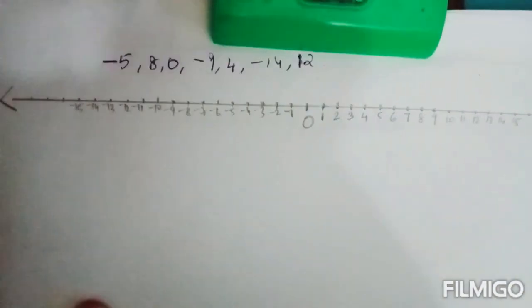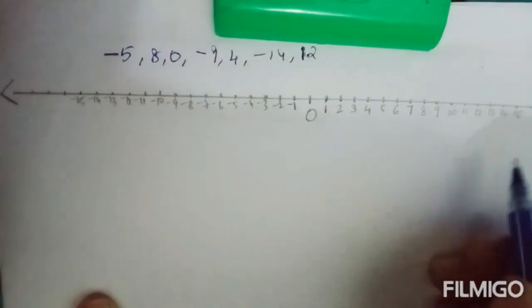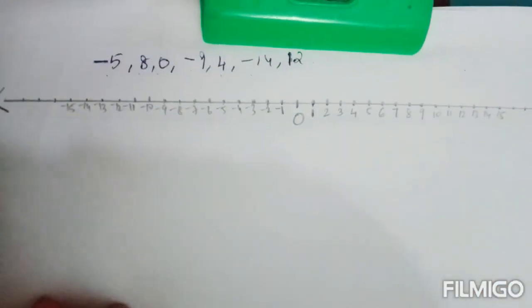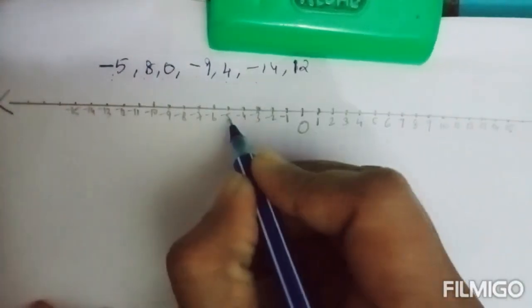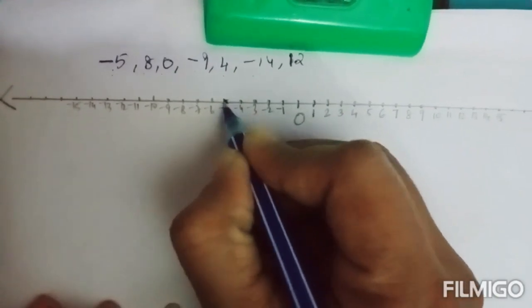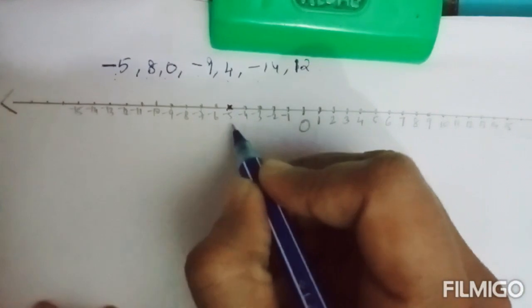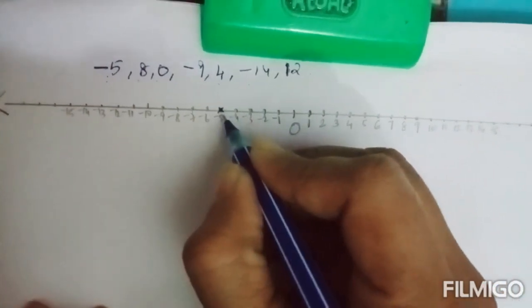Okay. Now our first question is mark minus 5, 8, 0, minus 9, 4, minus 14 and 12 on this number line. Okay. So you can mark minus 5. You can see this is minus 5. You can put a small cross. Minus 5. You have to show minus 5 on the number line. That's why we are doing like this.